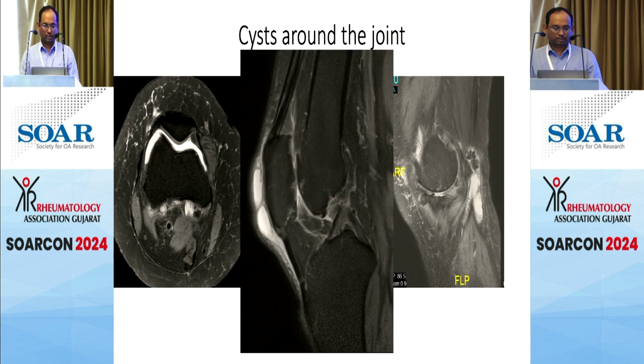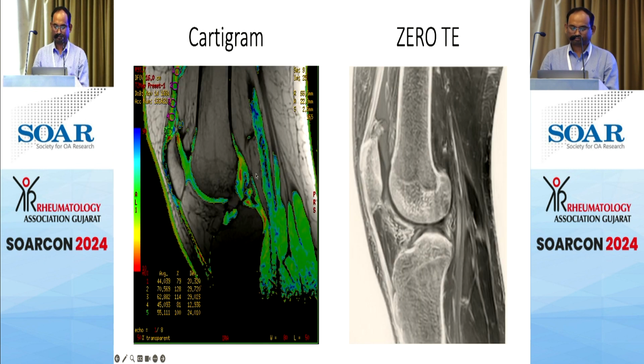You can also see some prepatellar bursitis, where there is swelling. This is definitely not an indication for MRI. Ultrasound can well suffice for this indication.